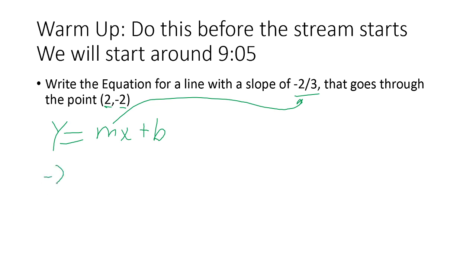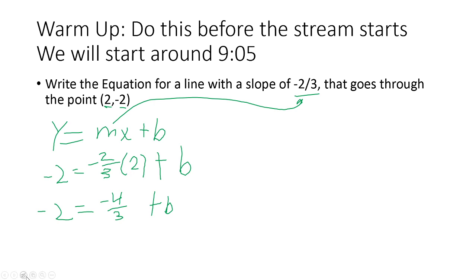So negative 2 equals negative 2 over 3, which is our m, times our x, which is 2, plus b. I promise my handwriting's going to get better one day, y'all. Then we multiply. We get negative 2 equals negative 4 over 3 plus b. When we multiply, the 2 is the same thing as 2 over 1, right? So we multiply fractions across. Negative 2 times 2 is negative 4, and 3 times 1 is 3.